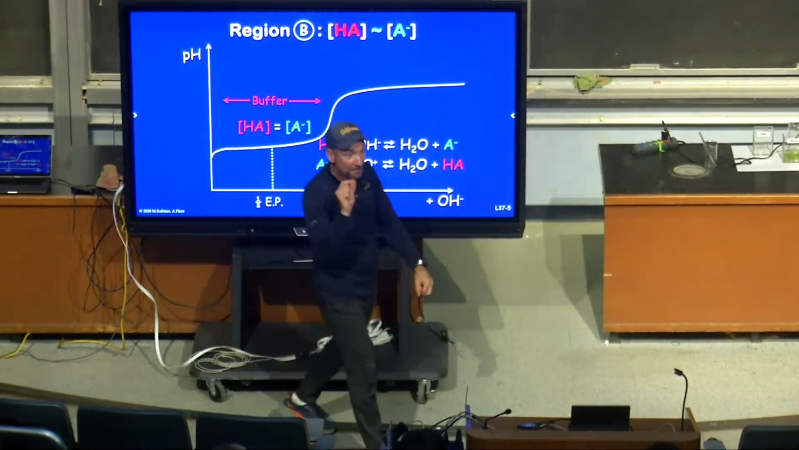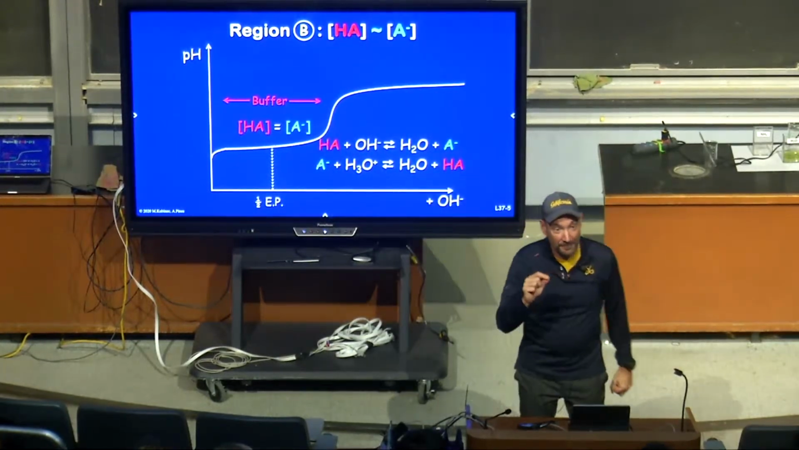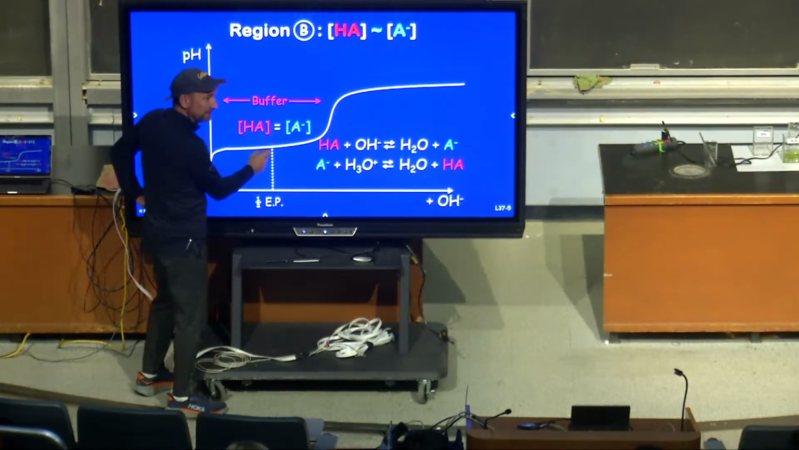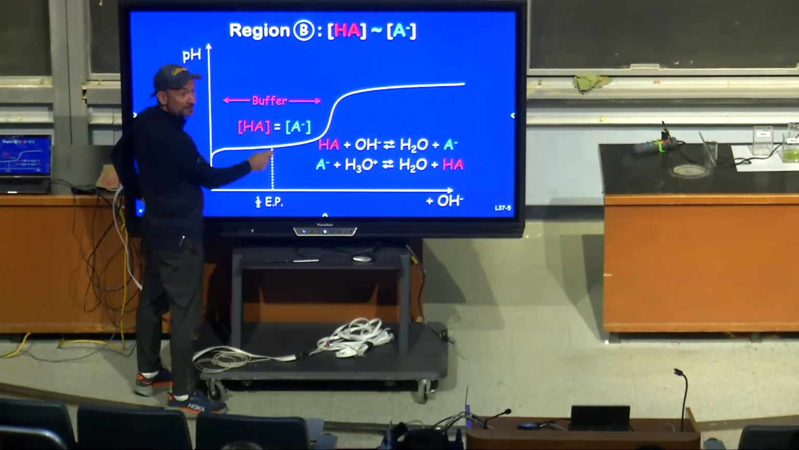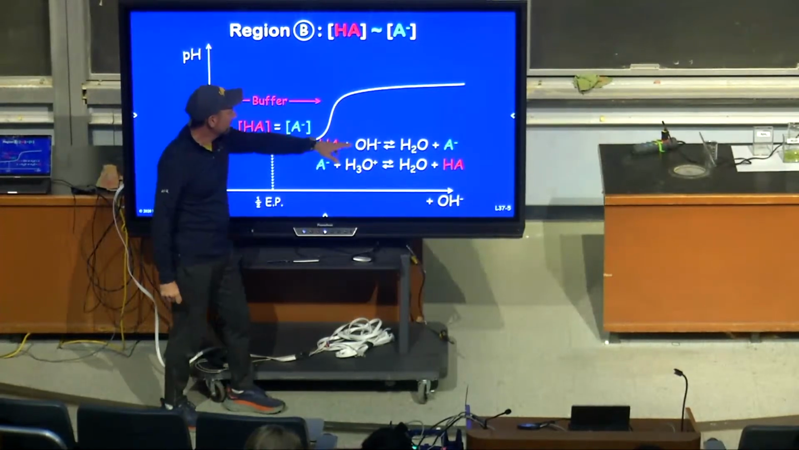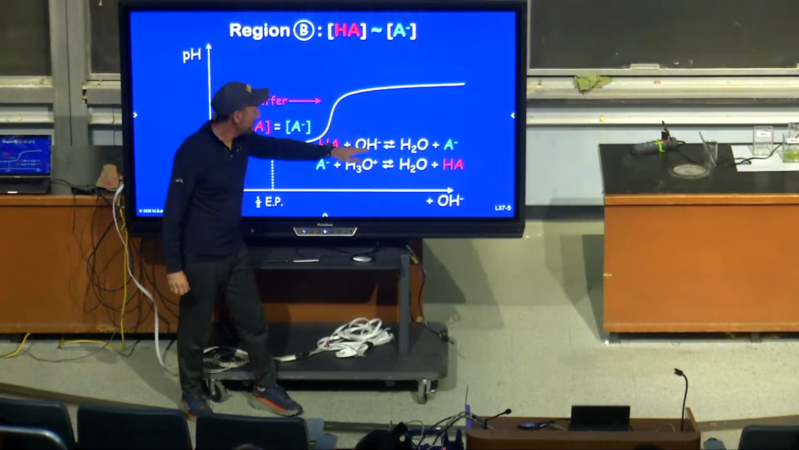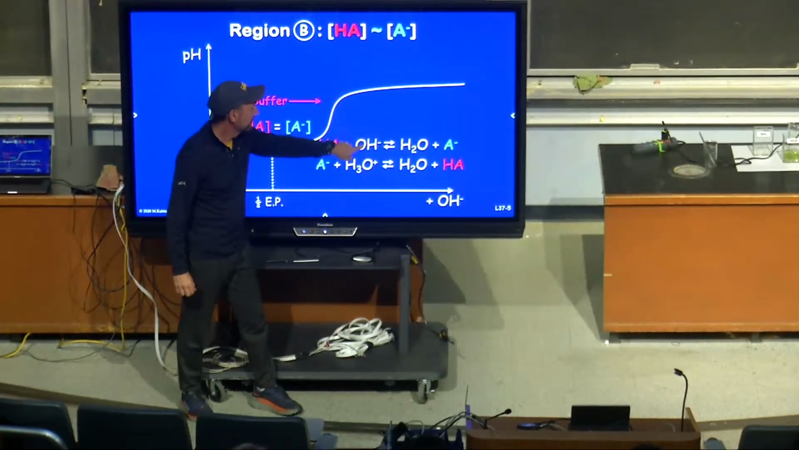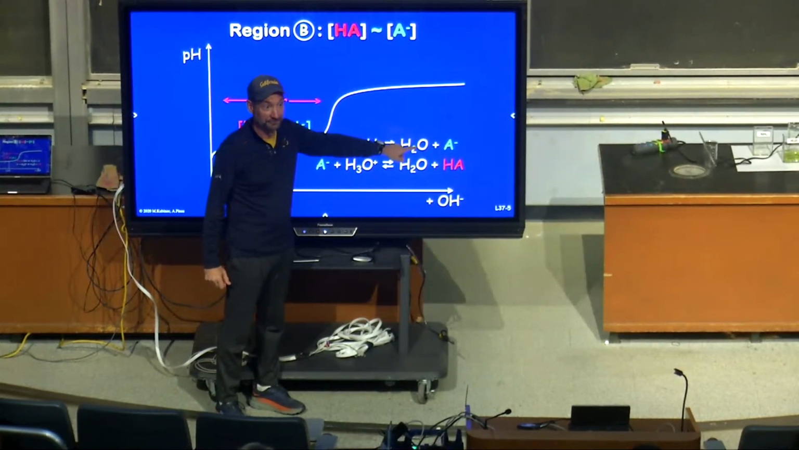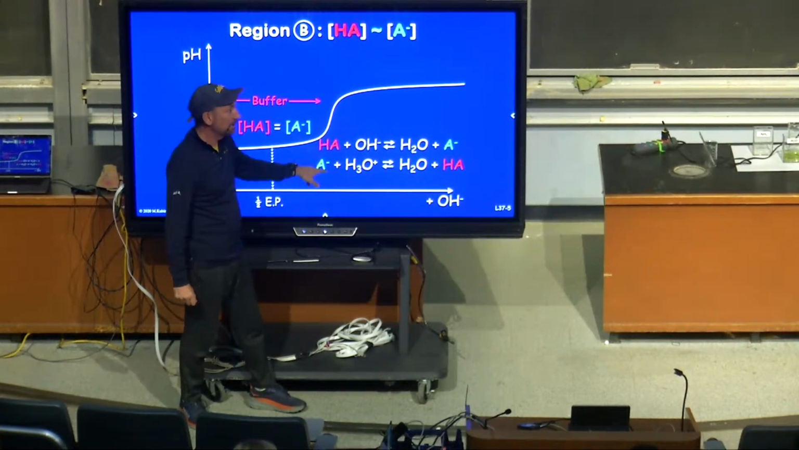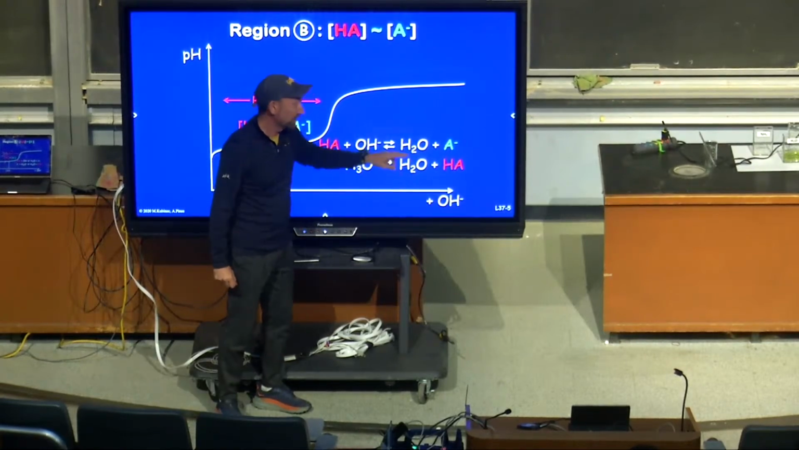Now let's consider what happens if you get to this point. Now let's say I add some more base. Well, I have some more base, no problem. I still have lots of HA. I'll use up that base. This thing would tend to change my pH, but I'm going to convert it to water. Let's say I added some acid, H3O plus. Well, I have plenty of A minus. So I'll use up those protons and convert those to water.